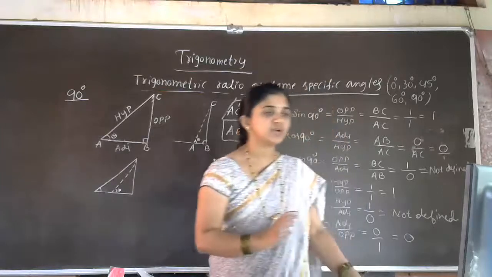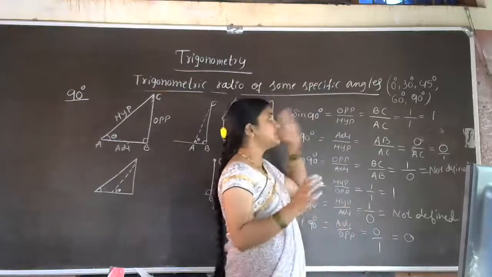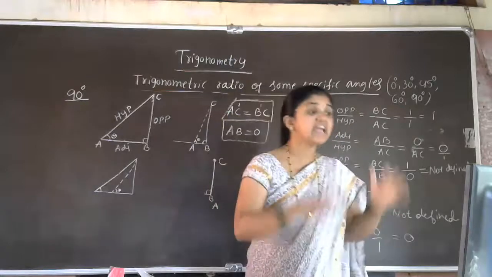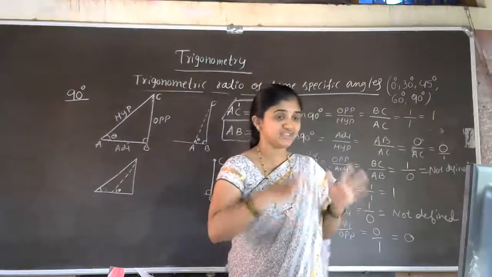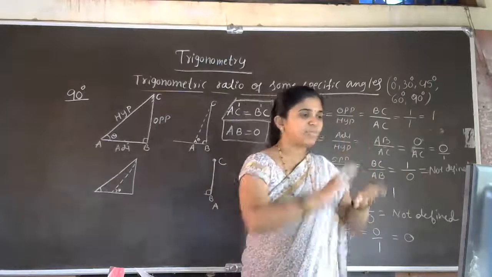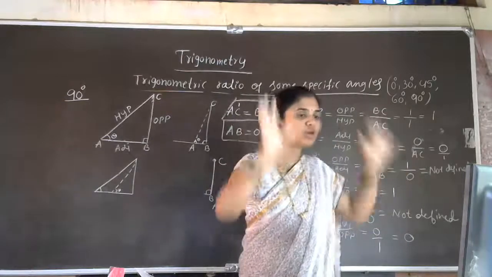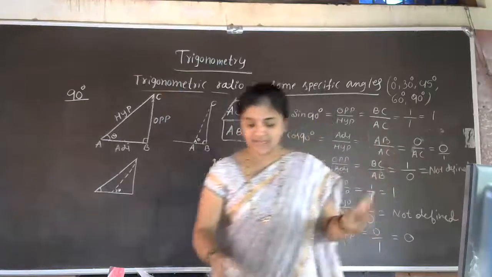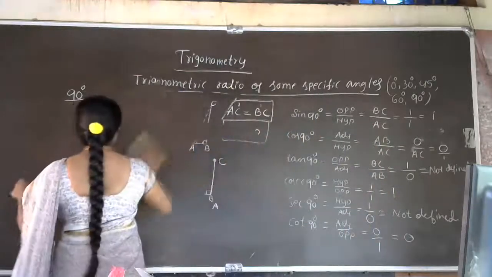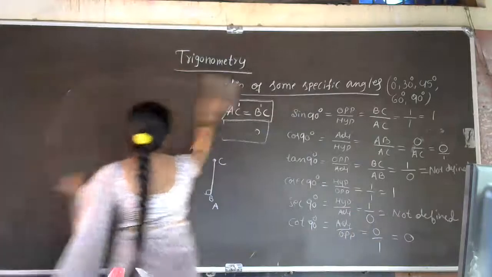Is that clear, students? This is about the 0 degree, 30 degree, 45 degree, 60 degree and 90 degree angles, the calculation of the 6 trigonometric ratios for these specific angles. Now, we have to summarize all these values in one table. So we have to prepare one table. That table is very, very important. Just observe that table.